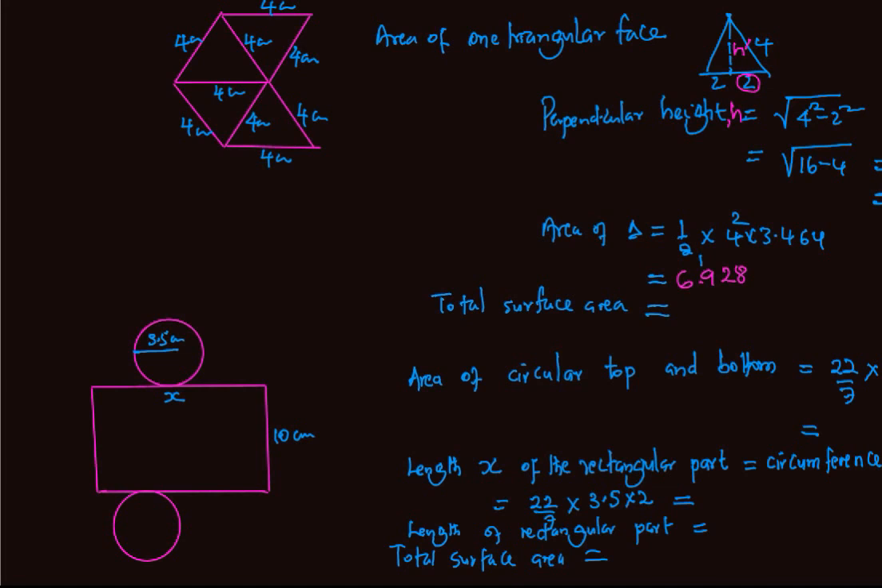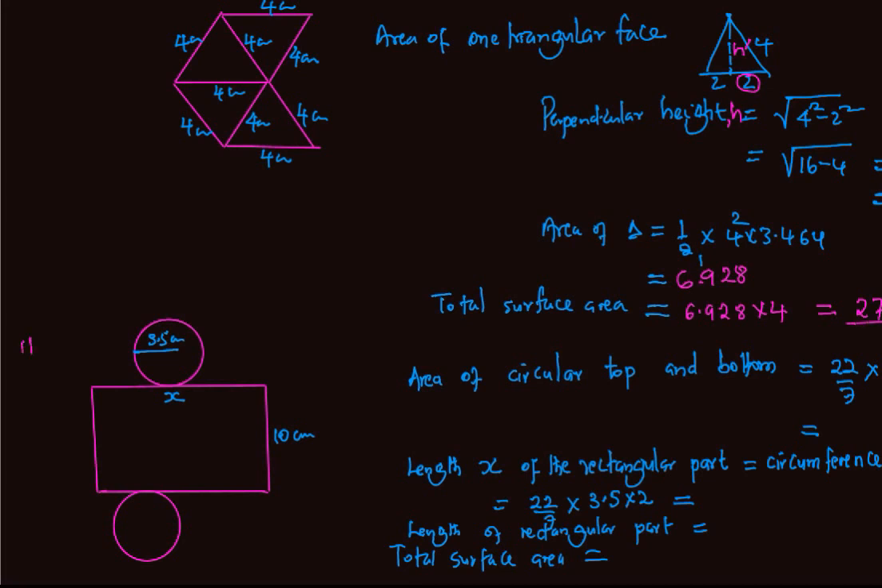So the total surface area will be 6.928 times 4, because there are 4 triangles, and that gives us 27.712 square centimeters. So we have calculated the surface area of the tetrahedron from its net.